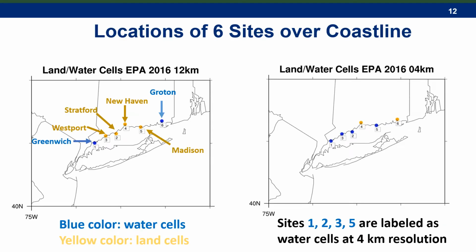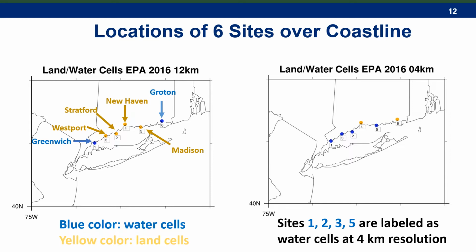This slide shows the locations of the 6 monitoring sites over the Connecticut coastline. Sites Greenwich and Groton are defined as water cells at 12 km by the WRF model. The other 4 are land cells. However, at 4 km resolution, sites 1, 2, 3, and 5 are labeled as water cells by the WRF model. Only New Haven and Groton are land cells.